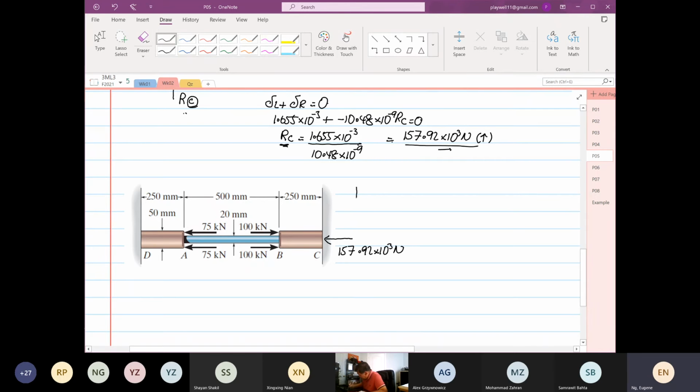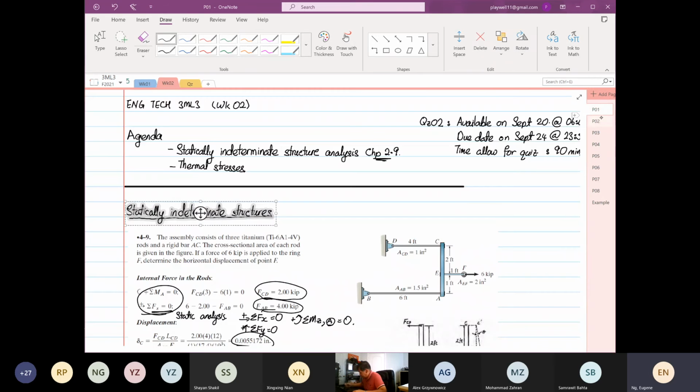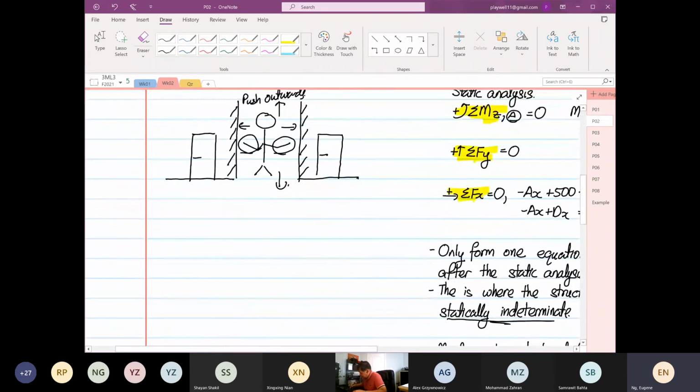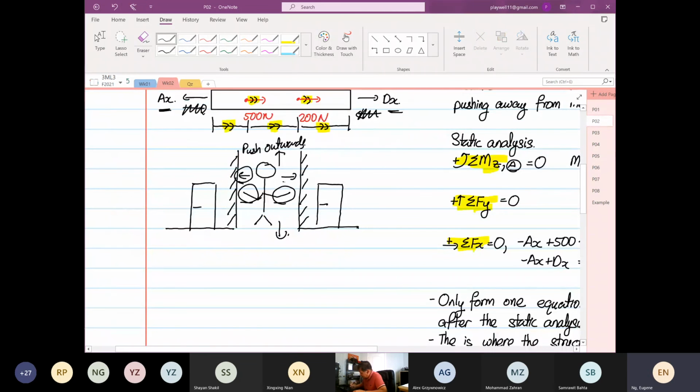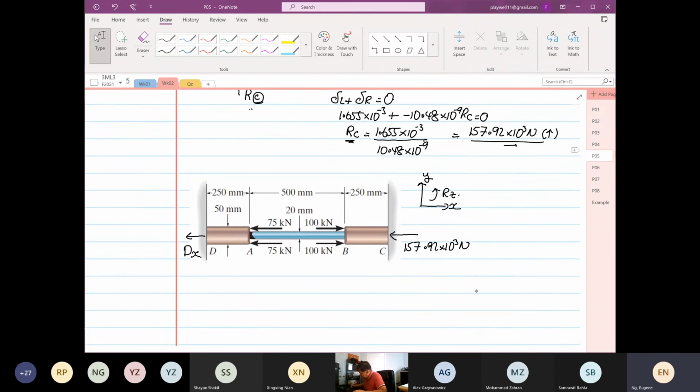And I'm going to draw my transformation: X, Y, rotation in Z. And now at point D, I'm going to assume dx is going this way. Now you know why I made that assumption, right? It's because of this theory, it has to be pushing outwards. So then I start calculating.